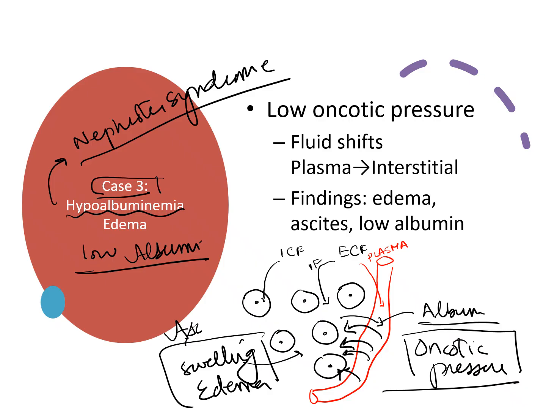Sometimes ascites can also happen. So because of this swelling, sometimes you might have to use Lasix depending on the situation. You have to use a diuretic.